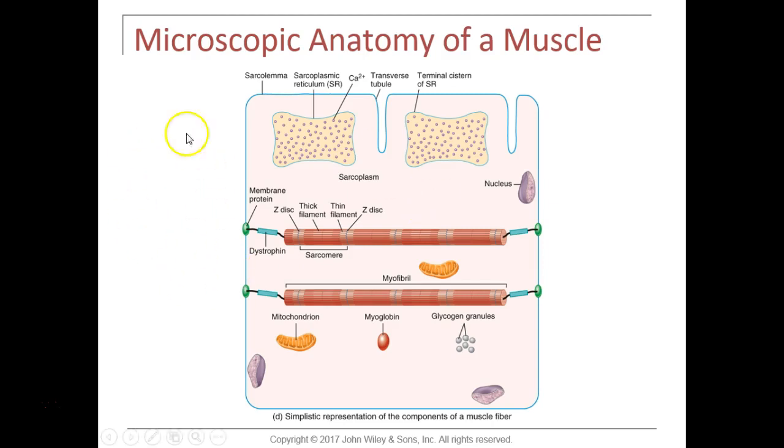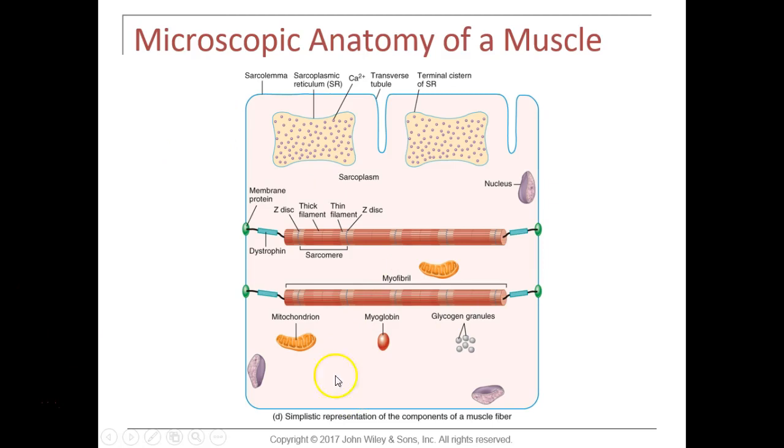So dystrophin anchors the myofibril to the edges of the cell at what is called a transmembrane protein, so that when the contractile fibers within the myofibril start to cause contraction to occur, meaning the myofibril shortens, it pulls on the edges of the cell, so the whole cell will shorten towards the middle, and that's what we call contraction.